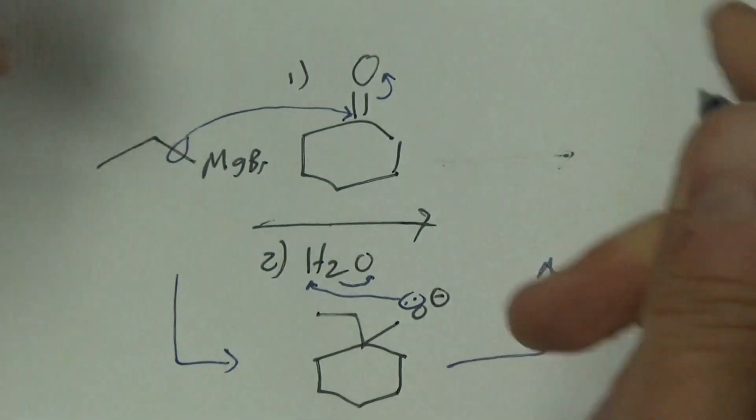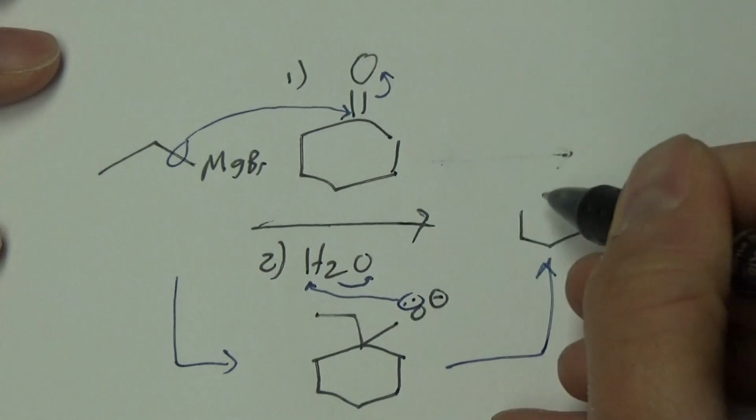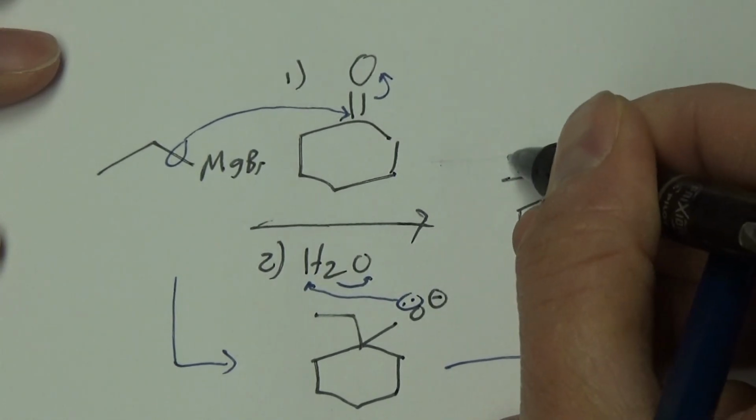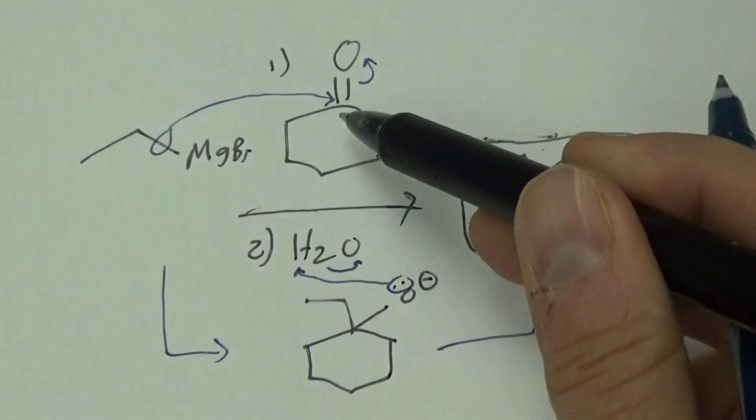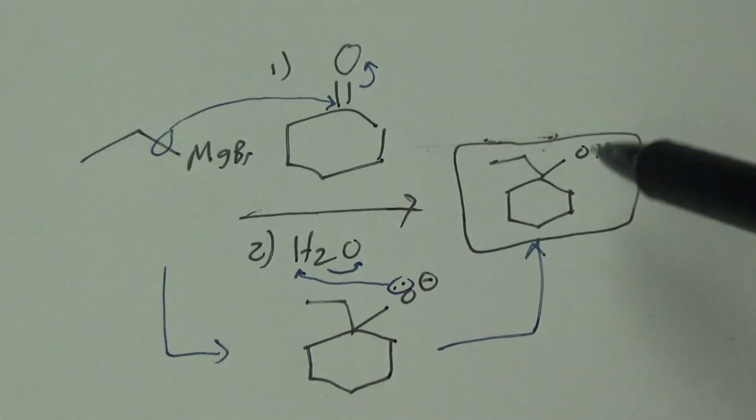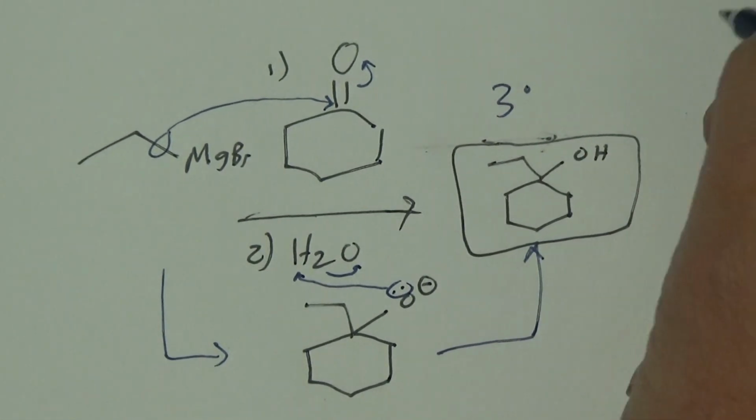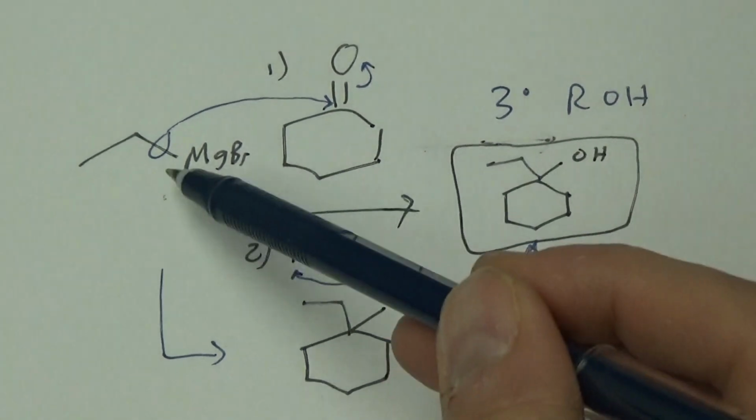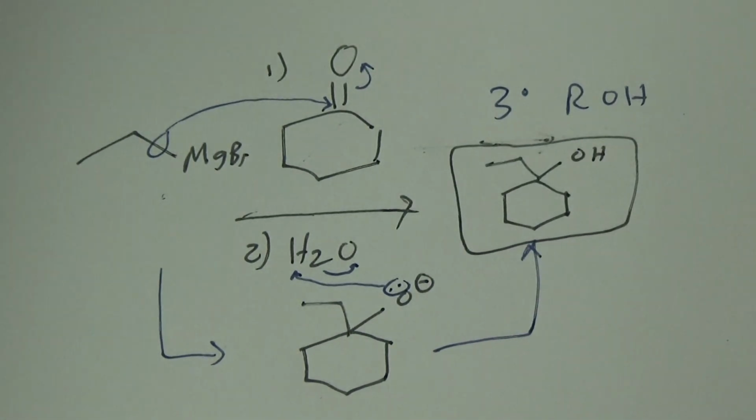And what is the product? After O minus gets the proton, it's just a tertiary alcohol. Right? 2 plus 6, and when we add a Grignard to a ketone, it always makes a tertiary alcohol. Add to a ketone, you make a tertiary alcohol. What did we make when we added to an aldehyde?